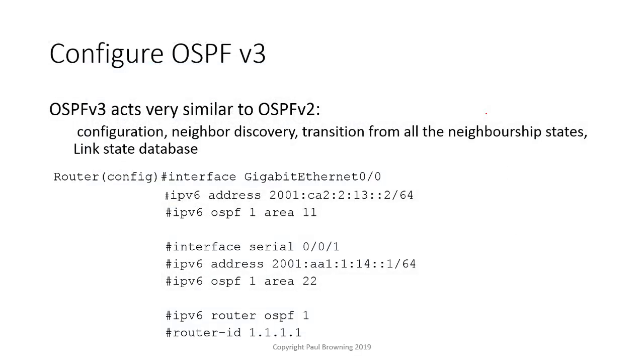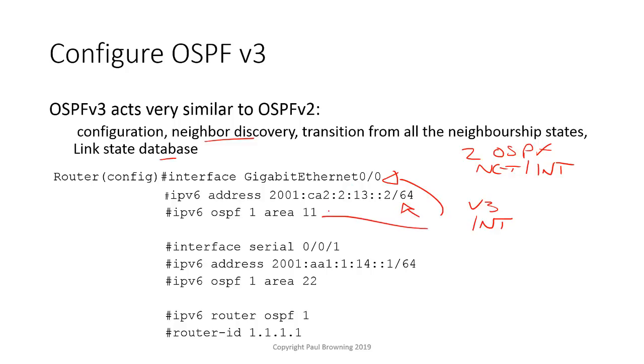OSPFv3 acts similar to OSPFv2, so you've got the same sort of configuration commands. We have a similar neighbor discovery process. The only thing to mention is, I mentioned before there are 2 ways to configure OSPF, which is the network command, and then you can actually go to the interface. For OSPF version 3, it's interface only. So I'll go interface, whatever the name is. I've obviously got my IPv6 address in here, and here's where I do my OSPF configuration.